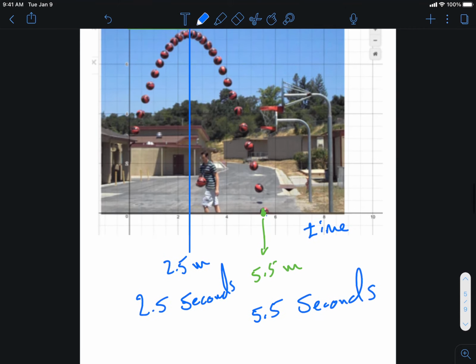Okay, these are all things that we can start answering using all of our properties.